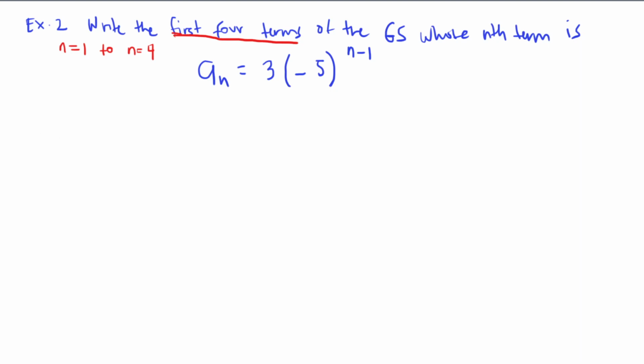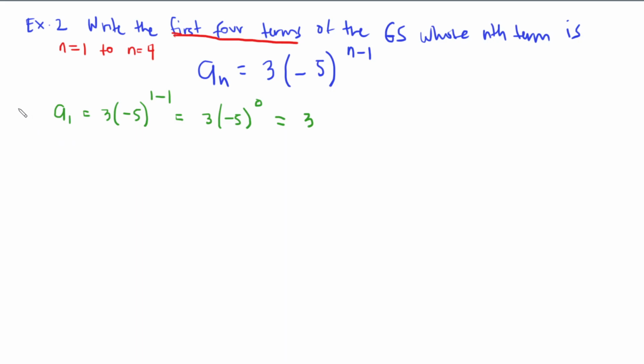So, simulan natin. Okay, so if n equals 1, so magiging a sub 1, that is equal to 3 times negative 5 raised to n minus 1. So, simplify, that is 3 times negative 5 raised to 1 minus 1, which is 0. Any number raised to 0 is 1. So, therefore, your final answer is 3. Okay? So, okay na tayo sa n equals 1.